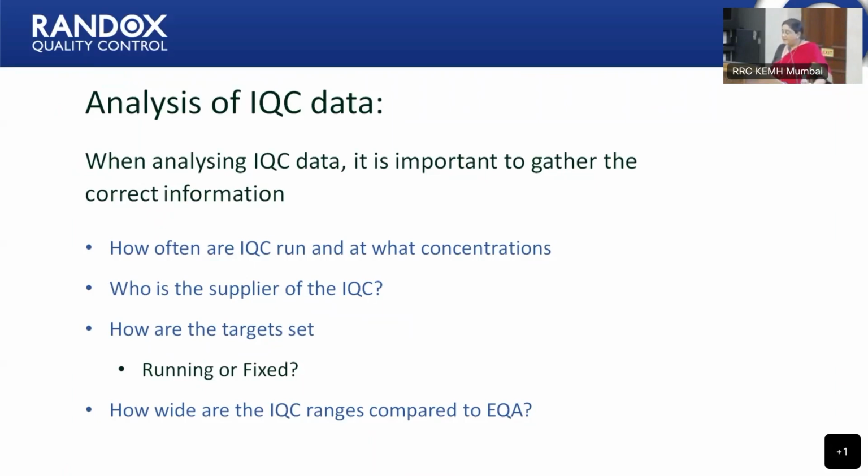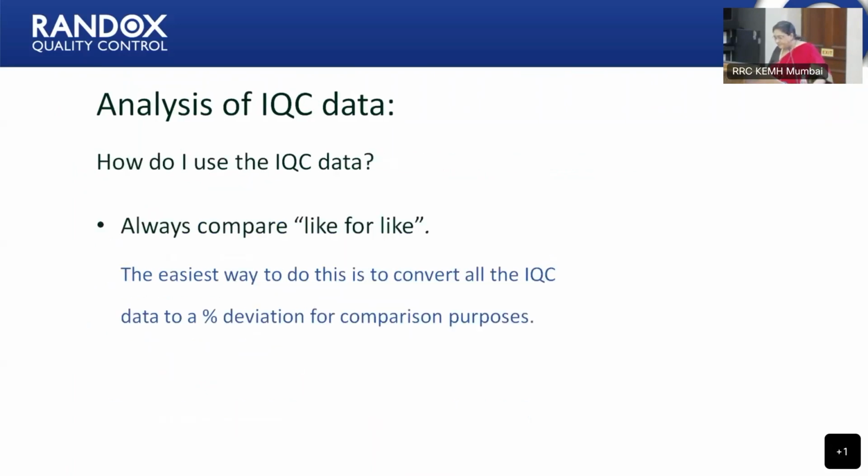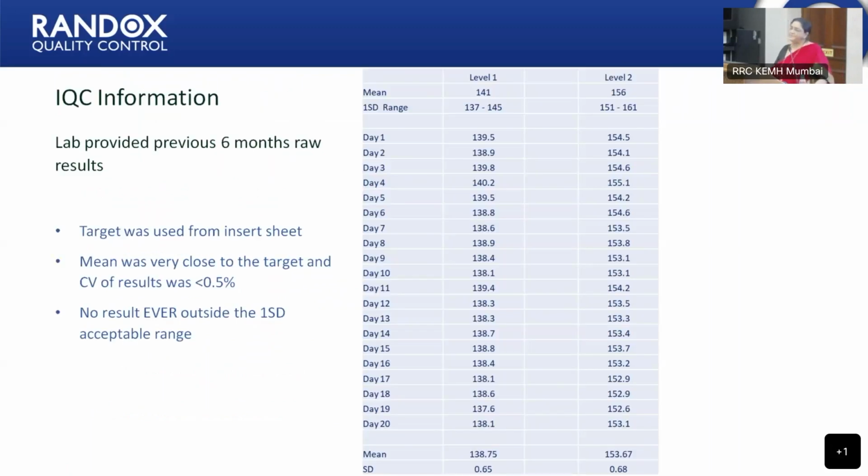Of course, what is also important is how wide the IQC ranges are, and we need to compare this with the range of your EQA. It's very important to compare like with like. So the easiest way to compare IQC and EQA performance is to convert. For EQA, you will already have your percentage deviation, so convert your IQC performance into percentage deviation for the comparison.